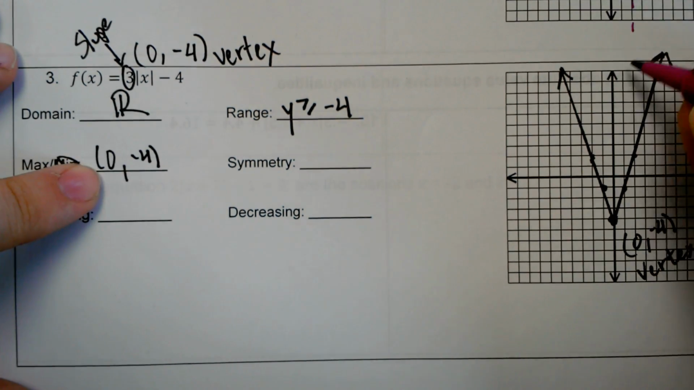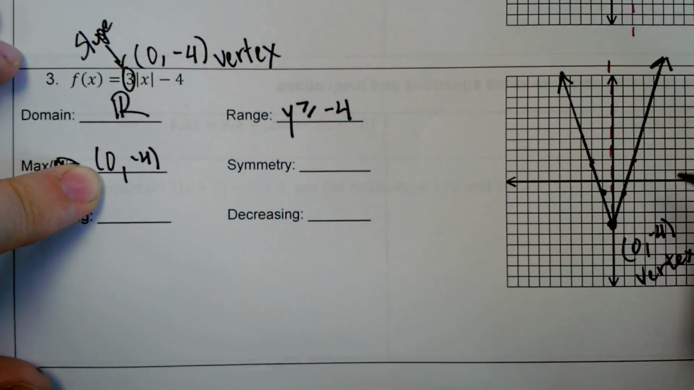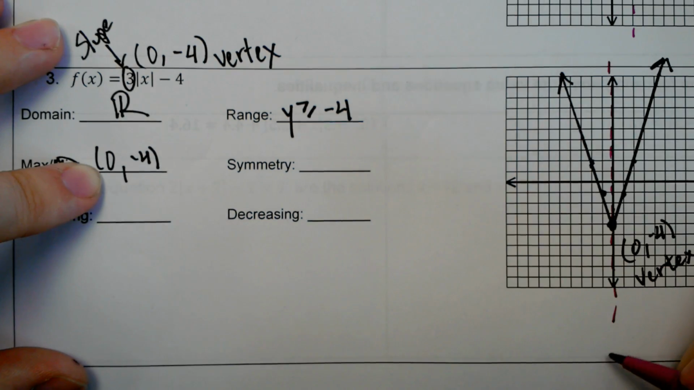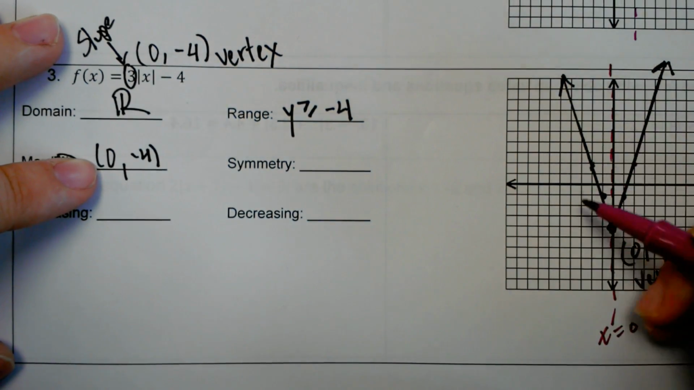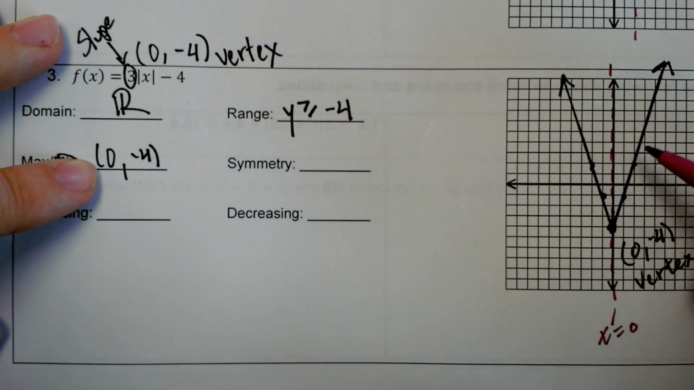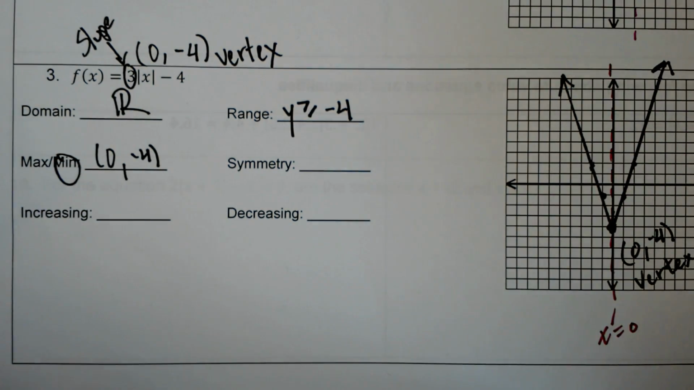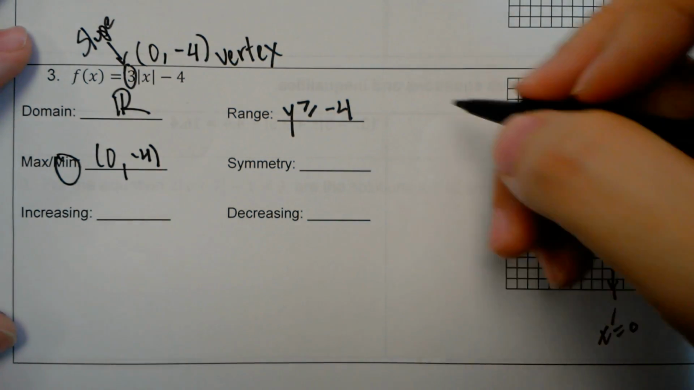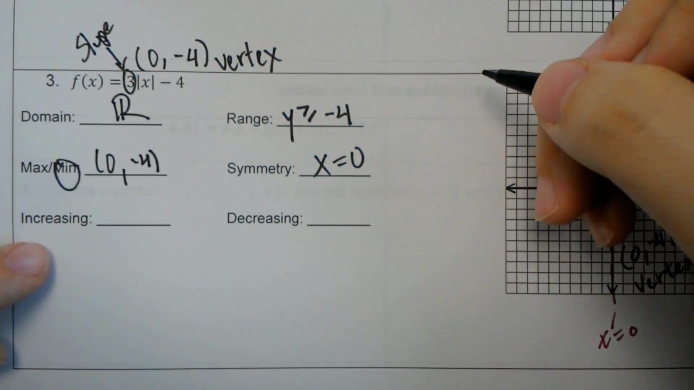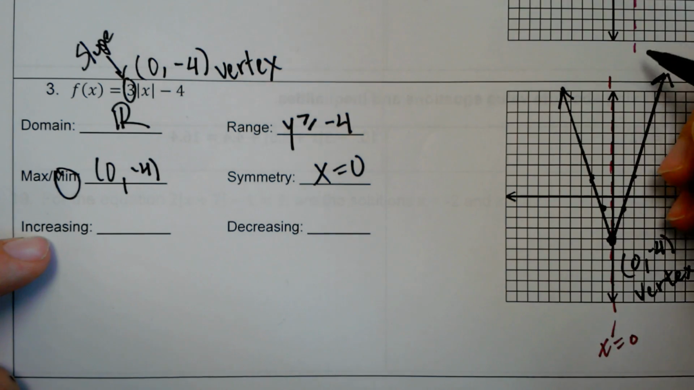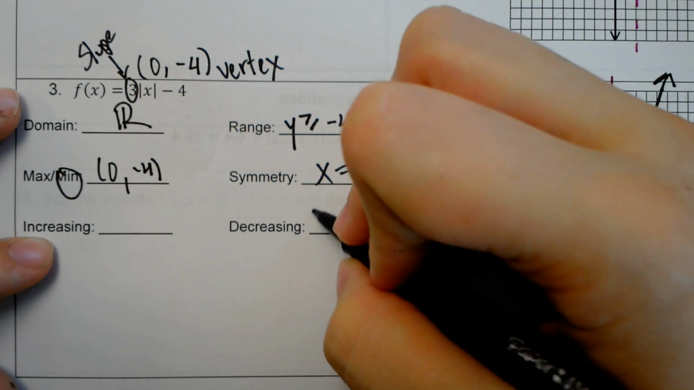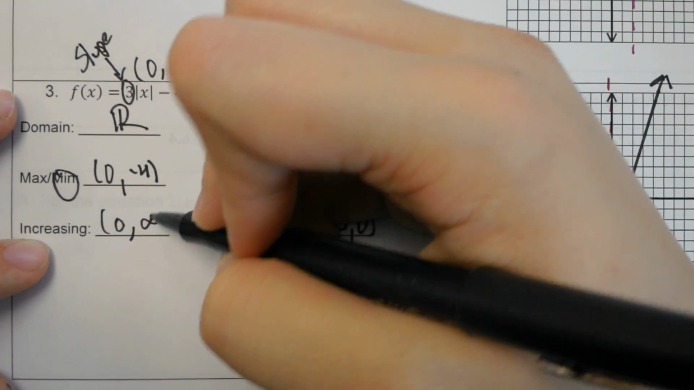And my symmetry, again, is the y-axis, like number 1. The y-axis, x equals 0, cuts my absolute value function in half and makes it symmetric on either side. And so again, the increasing and decreasing looks like number 1 because it's facing up and the y-axis cuts it in half. So it's decreasing from -infinity to 0, and it's increasing from 0 to +infinity.